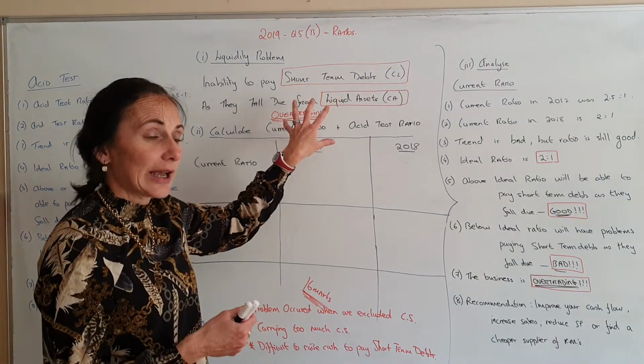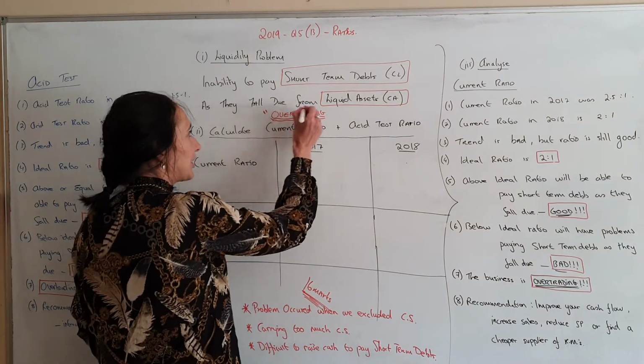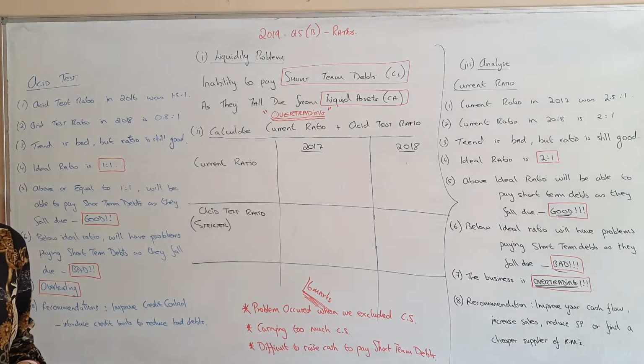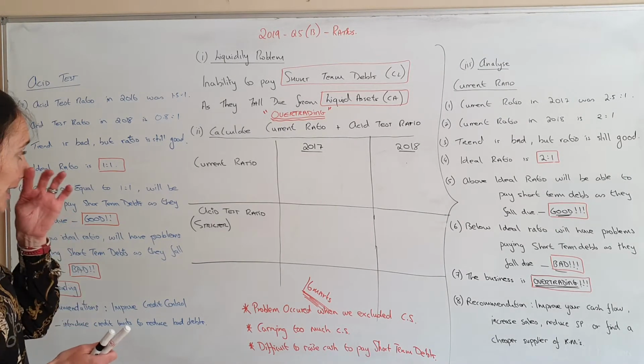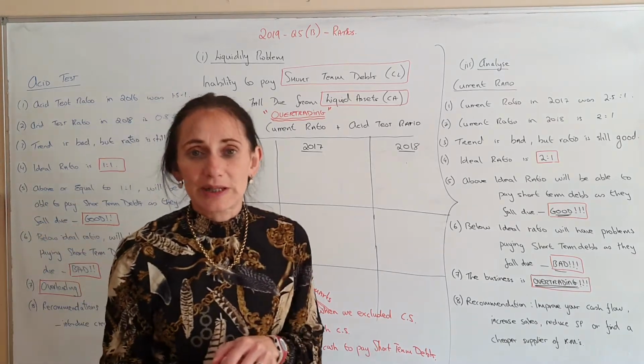And it also gives rise to a problem which is called overtrading. So I need to put in there as well, this can cause overtrading. Then in this question it asks you, can you calculate for 2017 and 2018 the current ratio and the asset test ratio? Now there's a few rules when you do ratios.